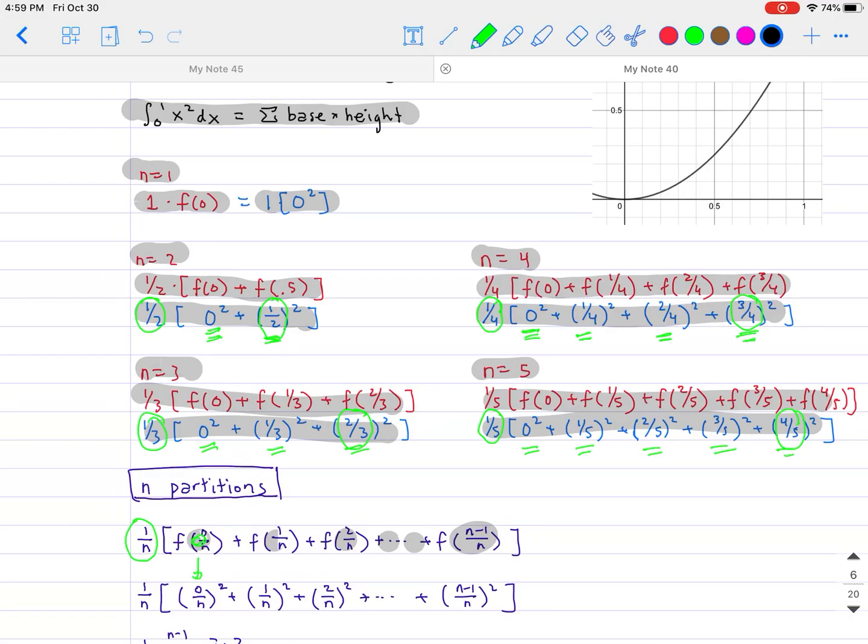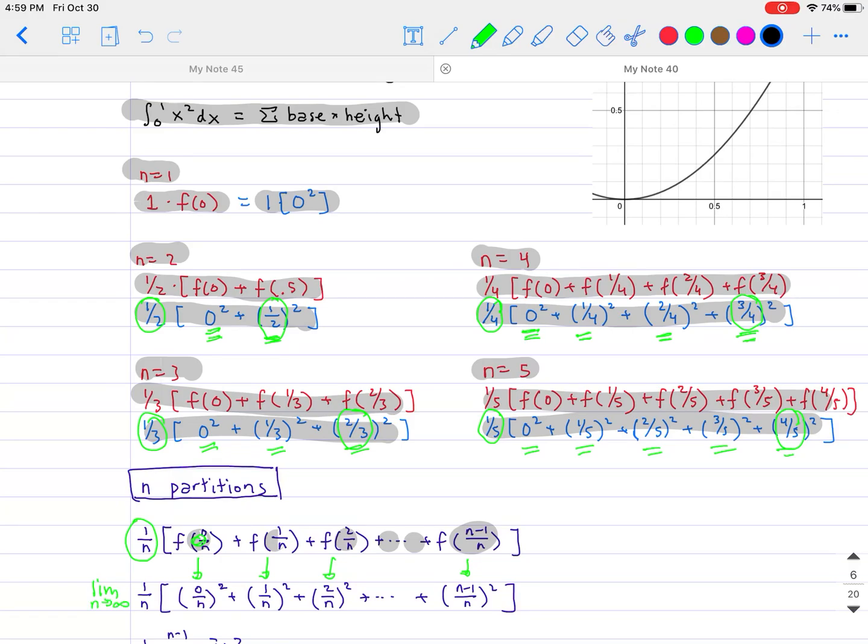And finally, we can go ahead and replace f of whatever with the function x squared. So f of 0 over n becomes 0 over n squared, because f of x is x squared again. Then the next one becomes 1 over n squared. The next one becomes 2 over n squared, and then 3 over n squared, and so on and so on, all the way to the last part, which is n minus 1 over n, quantity squared.